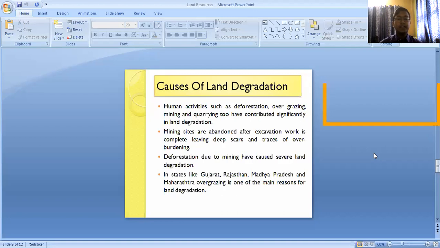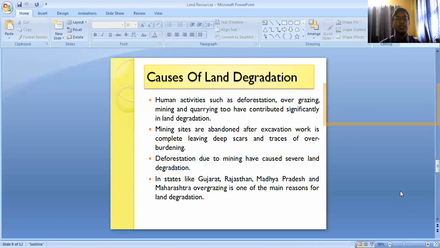Human activities such as deforestation, overgrazing, mining, and quarrying too have contributed significantly to land degradation. So the human activities, such as deforestation, overgrazing, mining activities, and quarrying activities, are mainly responsible for land degradation. We human beings clear the forest, cut down the trees, and construct houses, increase the agricultural land, or set up industries and all.